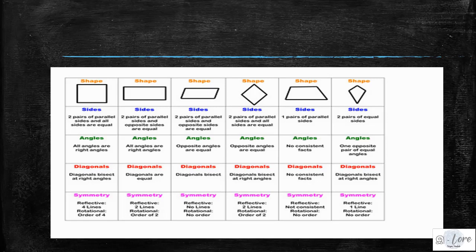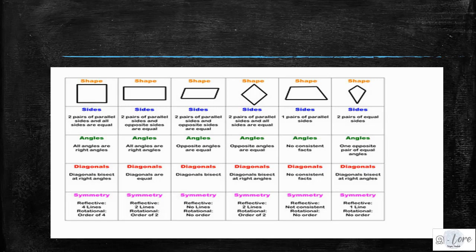Two pairs of parallel sides, and all sides are equal, in a square. Two pairs of parallel, opposite sides are equal in a rectangle and in a parallelogram. Two pairs of parallel sides and all sides equal in a rhombus. One pair of parallel sides in a trapezium, and we are not supposed to say all the sides are equal. Two pairs of adjacent sides are equal in a kite.